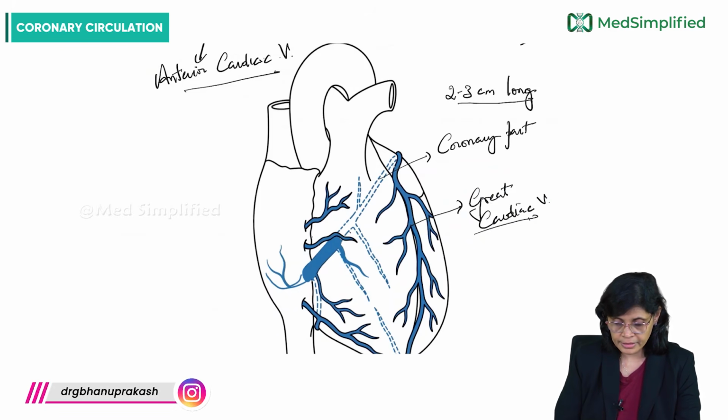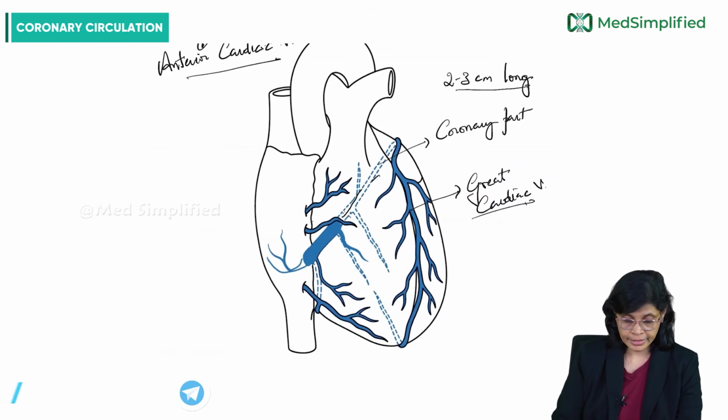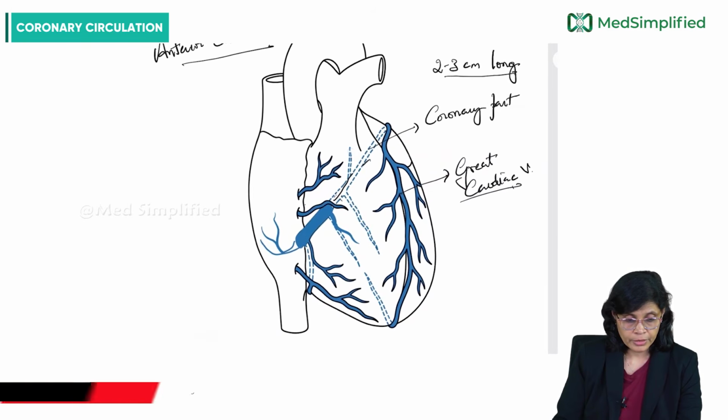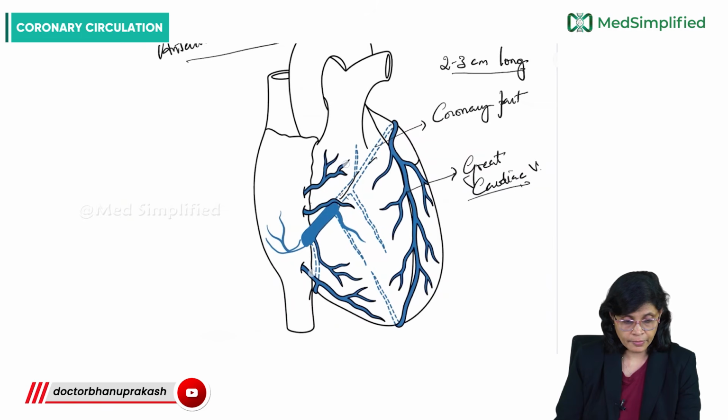Okay, it passes downwards and to the right along the posterior part of the atrioventricular groove here, and then it opens into the coronary sinus opening in the right atrium. So the right atrial chamber, that is the posterior wall of the right atrium, it opens. The opening of this sinus is guarded by a semilunar valve, which we call the Thebesian valve.